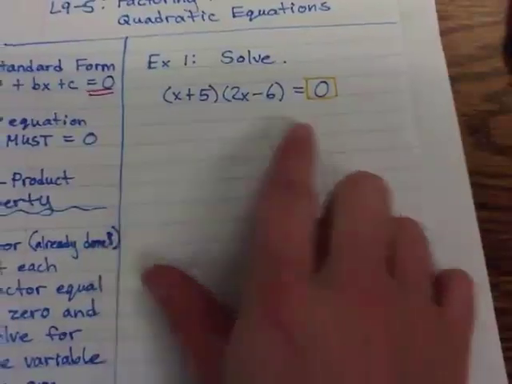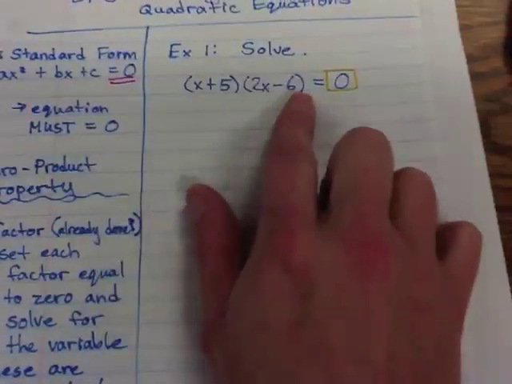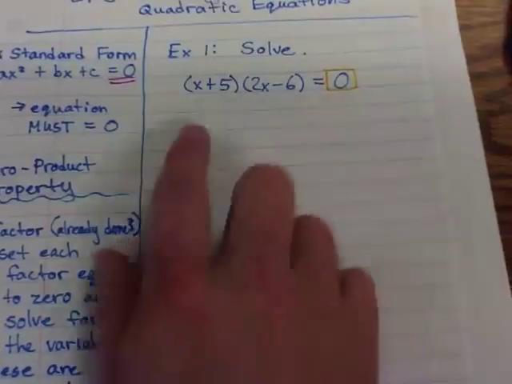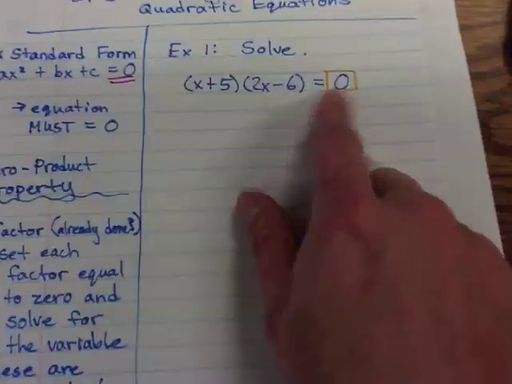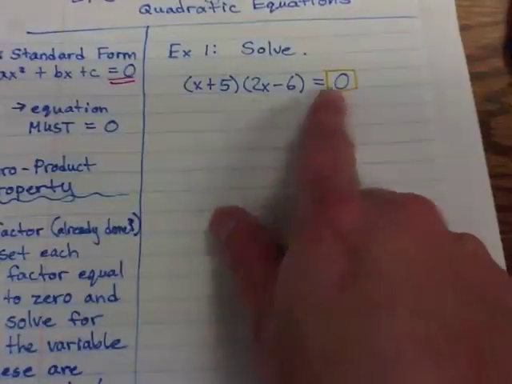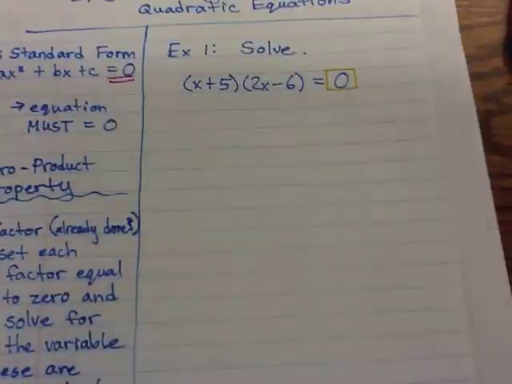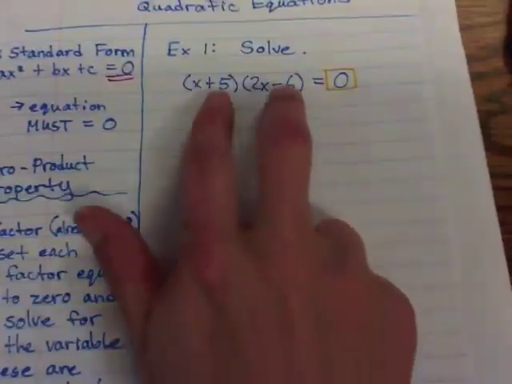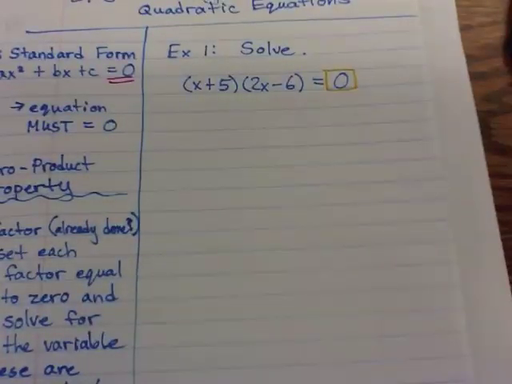And we've got our two factors, our two binomials. x plus 5 is one of them. 2x minus 6 is the other. You're going to set x plus 5 equal to 0 and solve. That's one root. You're going to set 2x minus 6 equal to 0 and solve. That's your other root. And there's your two solutions. So this has already been factored for you. All you have to do is take each of them, set it equal to 0, and solve.